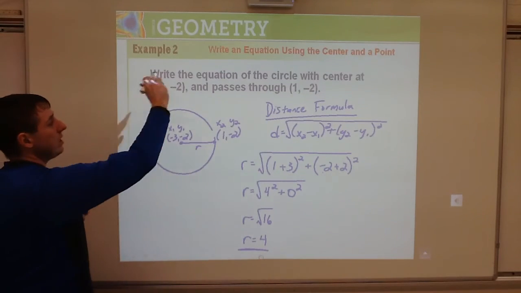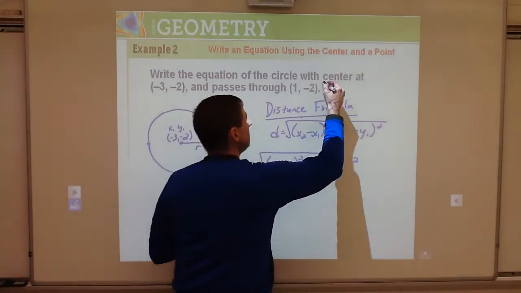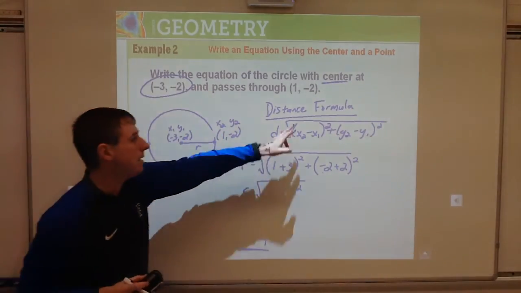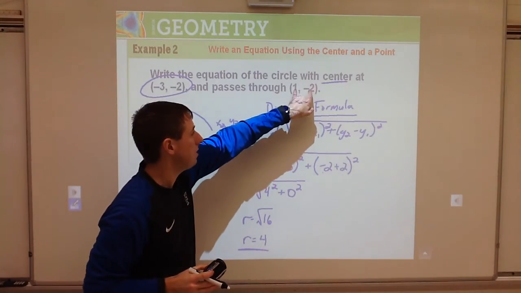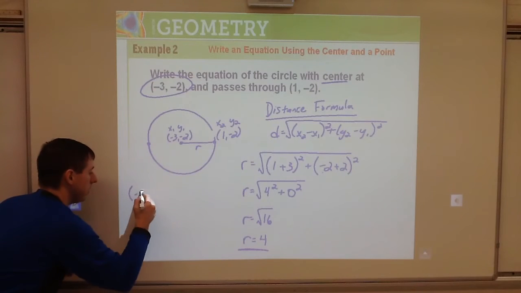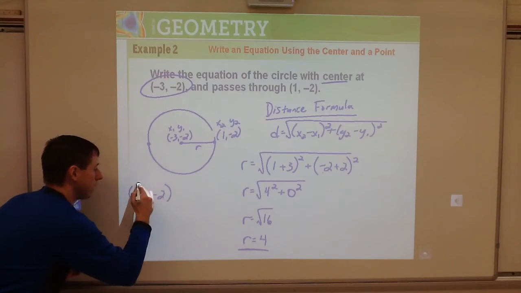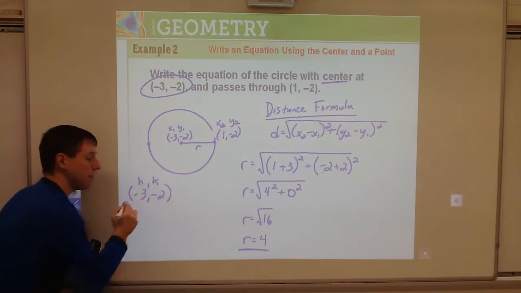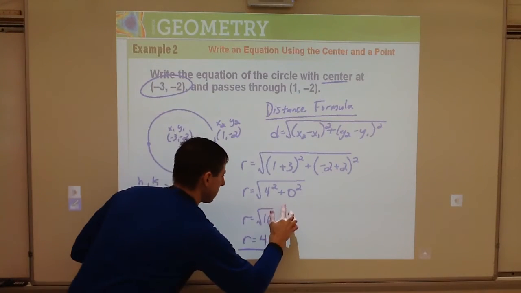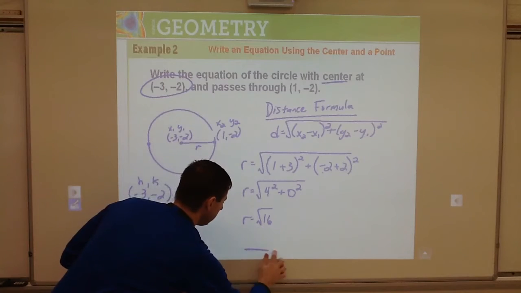And then if you have to read up in the question again, the center is this one, not the 1, negative 2. So I don't use these numbers. I'm going to use those numbers for my, so I'm going to write it down here. Negative 3, negative 2, that's my h and my k, and there's my r. R is 4. So I'm going to slide, let's see, I'll slide this over a little bit so I have some room here.